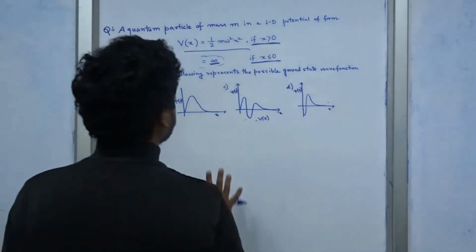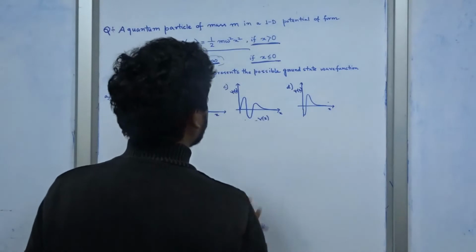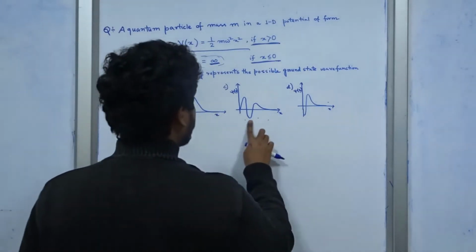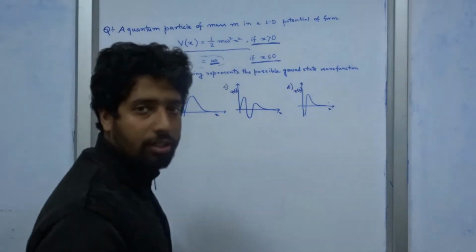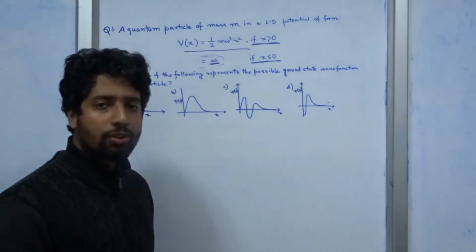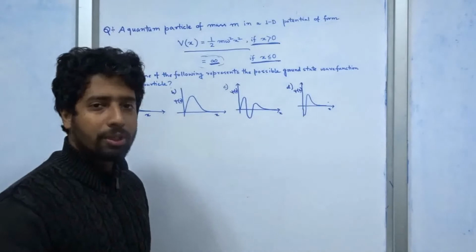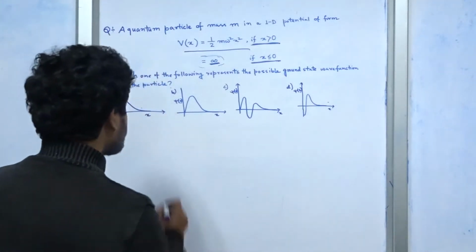For this potential, we need to figure out which is the correct ground state wave function out of these four wave functions. So let's start the solution. First, quickly revisit the normal harmonic potential and its energy eigenstates and eigenvalues.